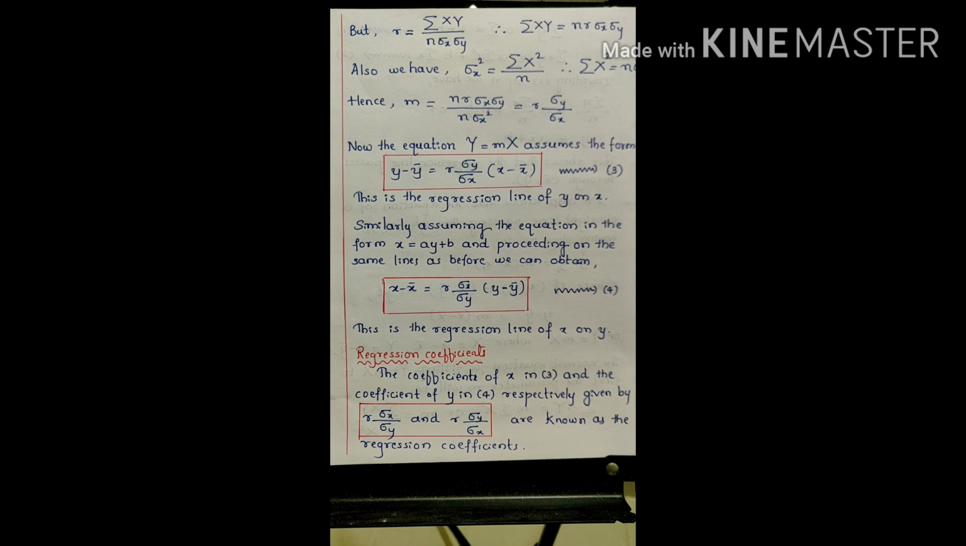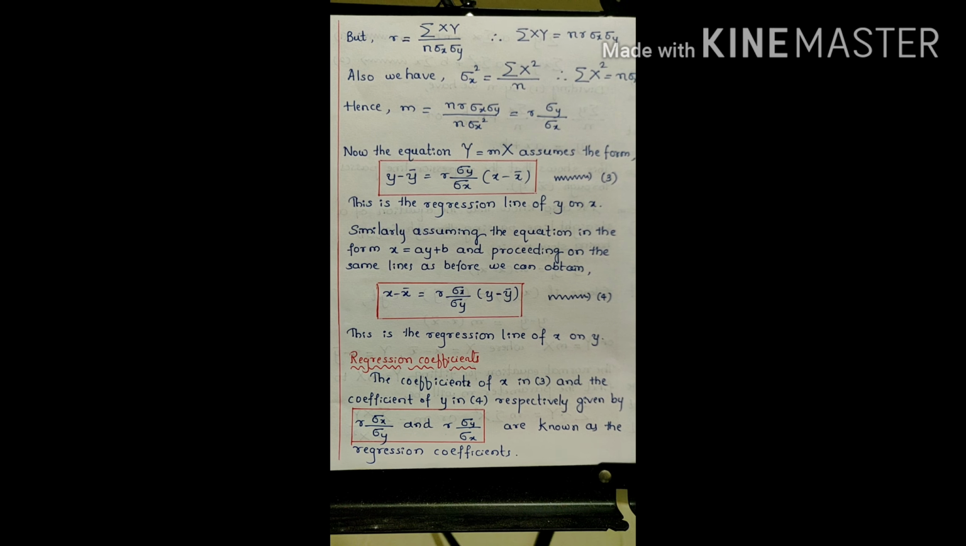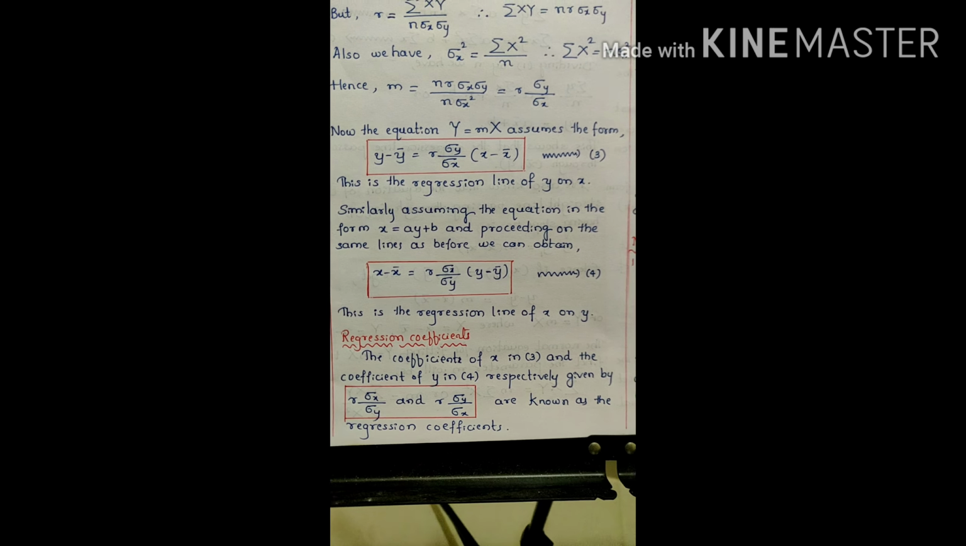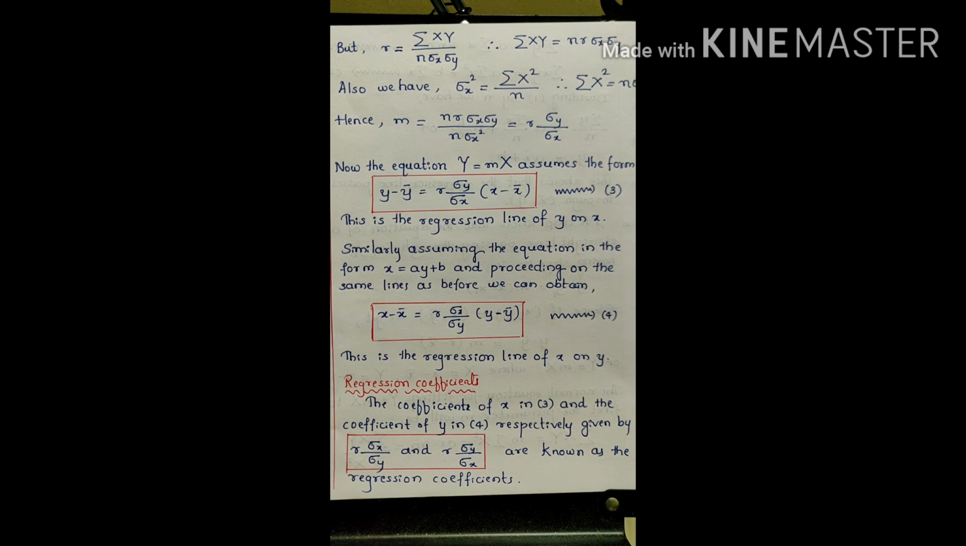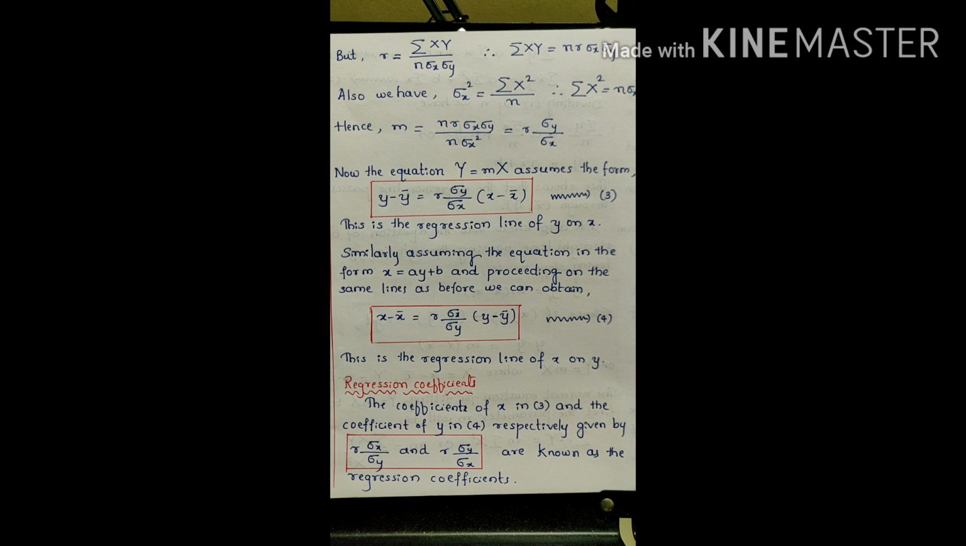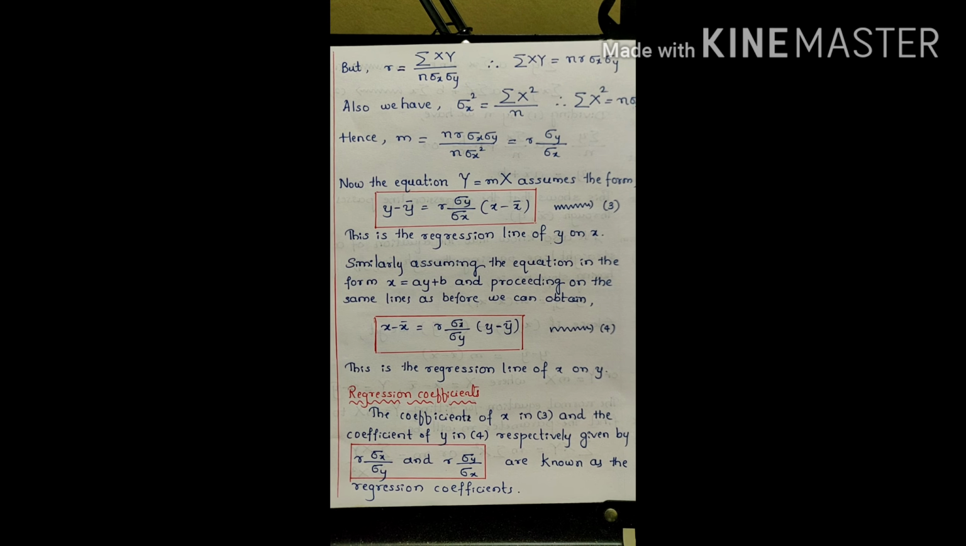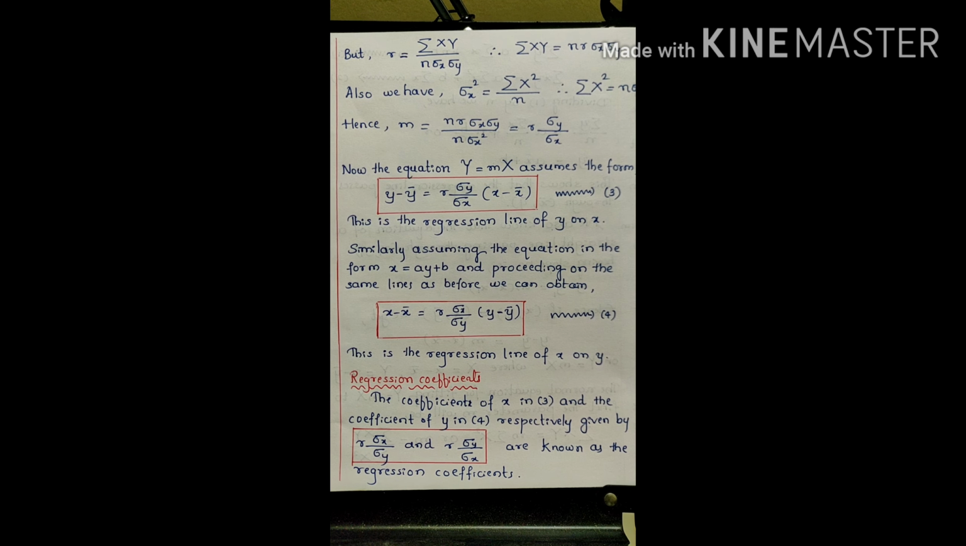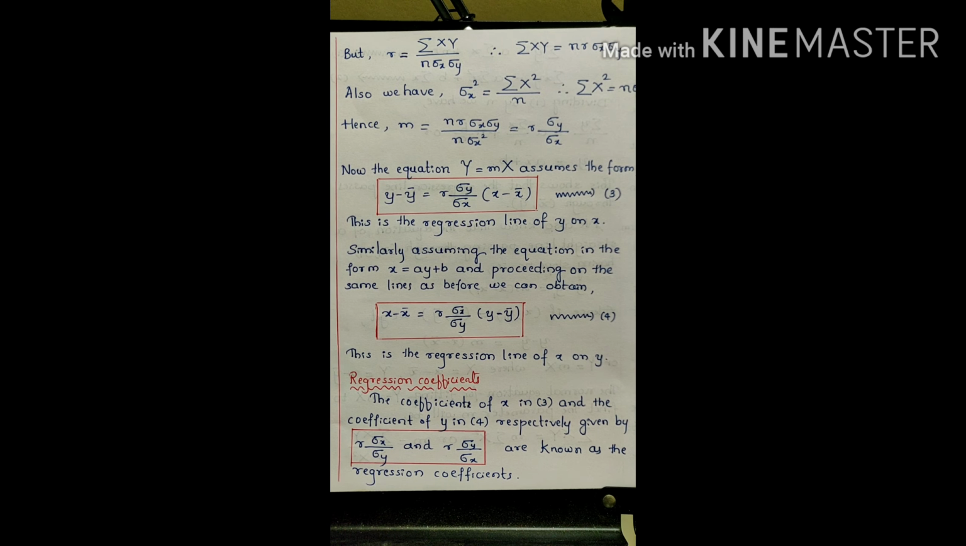Once we got the equation for m, substitute in equation y equal to mx. That equation assumes the form y minus y bar equal to r into sigma y by sigma x into x minus x bar. Call this equation 3. This is called the regression line of y on x. The equation whatever we took, y equal to mx plus b, a straight line, for that straight line, this is the equation of a regression line of y on x.